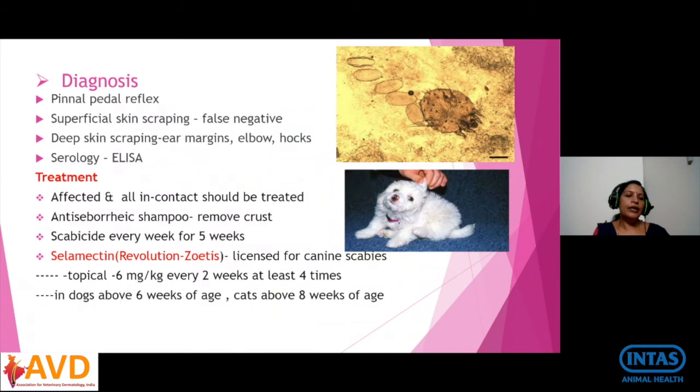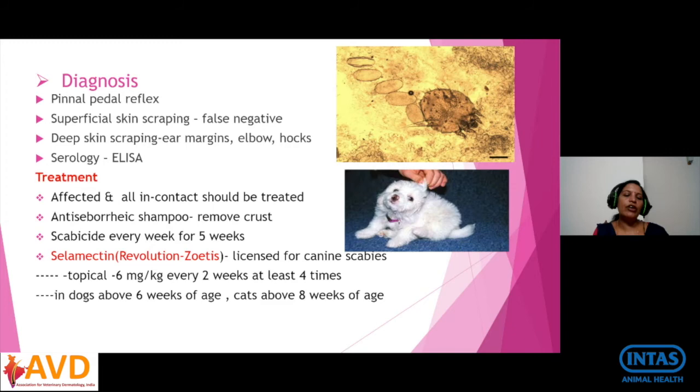Treatment: all the affected or in-contact animals should be treated. Anti-seborrheic shampoos should be used to remove the crust. Crust and all we have to remove with anti-seborrheic shampoo, like benzoyl peroxide, sulfur, or salicylic acid preparations. And scabicide should be used every week for 5 weeks.